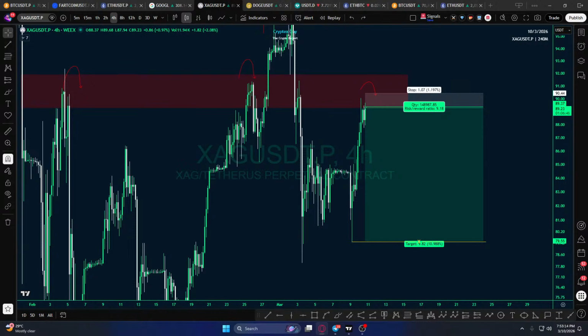So 1% is okay. TP would be around $79.55, and the stop loss would be around 90.44. Let me just open it up.